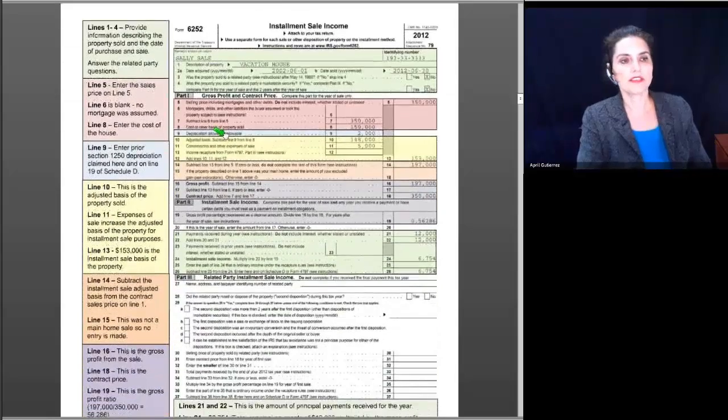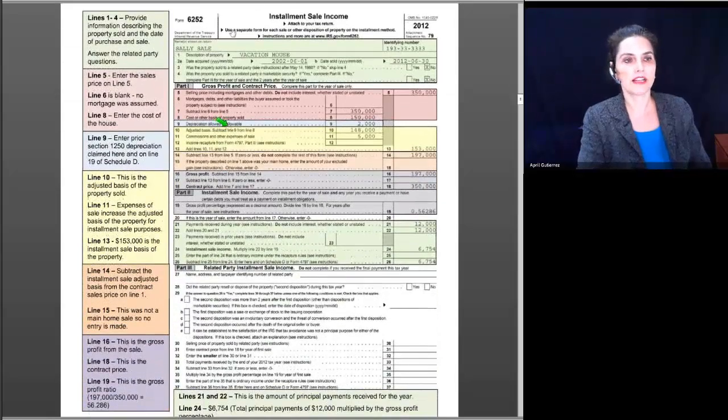So here is a 6252 all filled out for Sally, and you can see I've got colored boxes on the side here, and each of these colored boxes corresponds to an area highlighted on the form and points out the things that I think are the most important. Now, on lines 1 through 4 in this first section, you need to provide information describing the property that was sold and the date of purchase and sale.